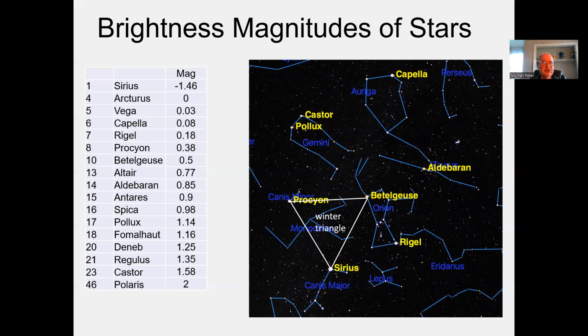And so you can see, if you just look at these names, Capella and Aldebaran and Betelgeuse and Rigel, they're all here. They're all in this list of the brightest stars in the sky. They're all together in the winter sky to be looked at, centered, of course, in Orion. So I invite you to do that.